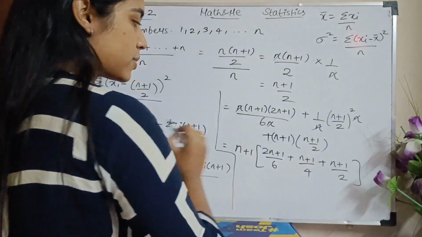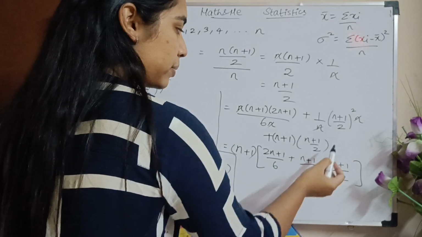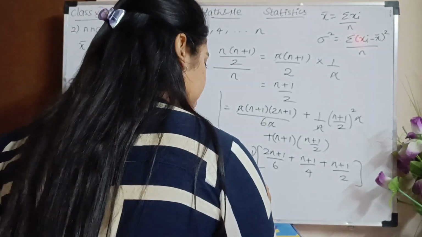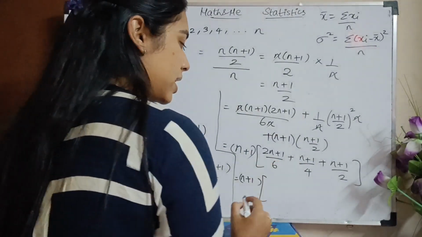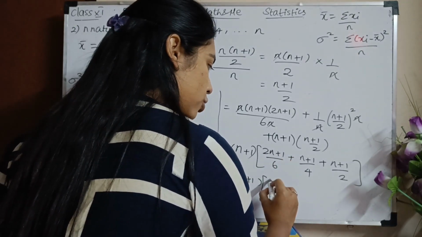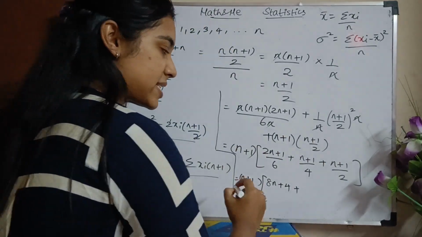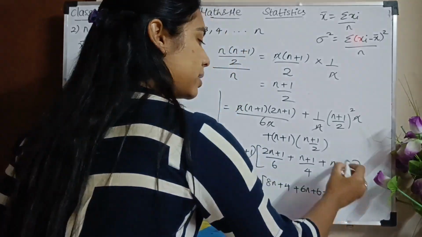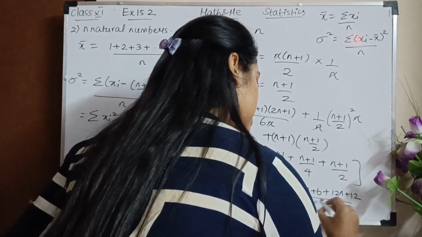Clear? N plus 1 the whole square, so n plus 1 is taken outside, put a bracket. I have 2n plus 1 divided by 6 here, n plus 1 divided by 4 and n plus 1 divided by 2. Now when I take the LCM and add them, I'll have n plus 1 times, LCM is 24. So I multiply the first by 4, and it gets multiplied to this 2n and the 1. So it will be 4 2s are 8n plus 4 plus, if this term I have to multiply by 6, correct? So it will be 6n plus 6 plus I need to multiply this by 12. So it will be 12n plus 12, the whole divided by 24.